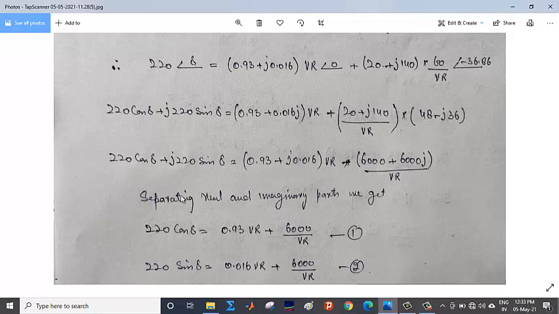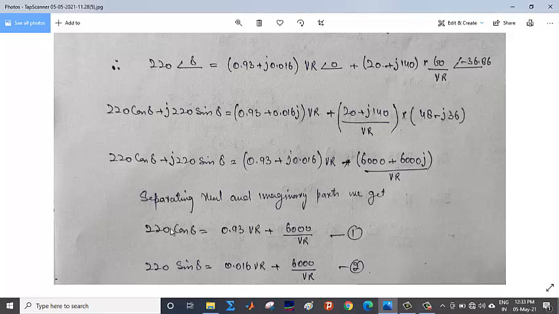Now separating the real and imaginary parts, 220 cos delta will be equal to 0.93 VR plus 6000 divided by VR. Similarly, 220 sin delta is equal to 0.016 VR plus 6000 divided by VR. These are the two equations. Now these are two equations with two variables: one is delta, and another is VR.